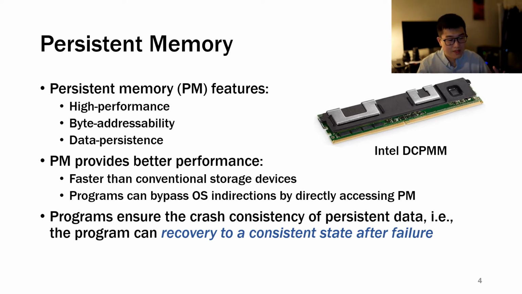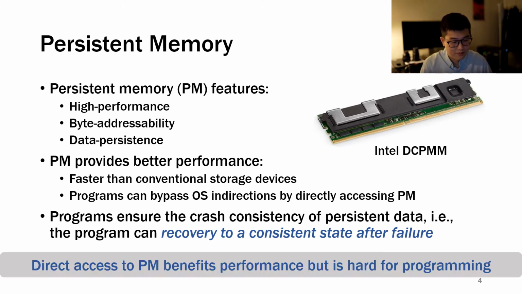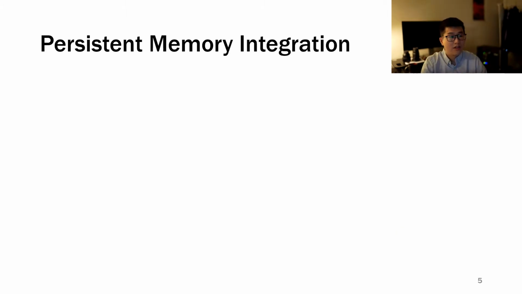Because of the absence of the file system, persistent memory needs to ensure the crash consistency of the persistent data, which I'll talk about later. The program in this way can recover to a consistent state even if there's a failure. And in summary, the direct access to persistent memory benefits the performance but makes the programming for this device much harder. Now let's move on to the system integration of persistent memory.